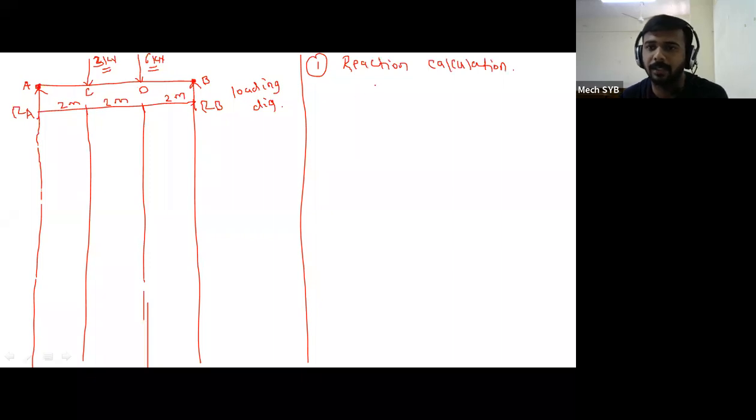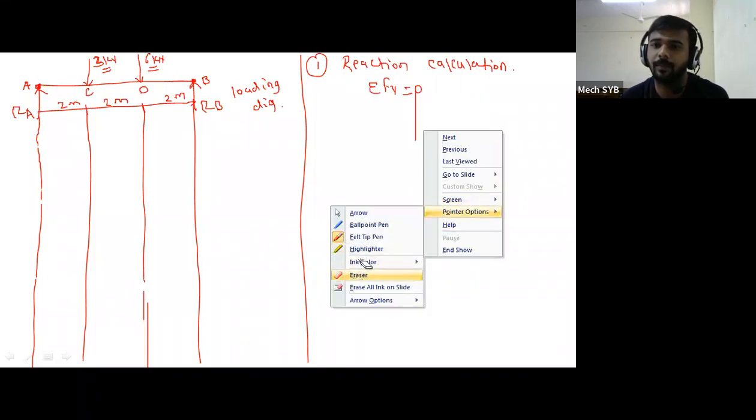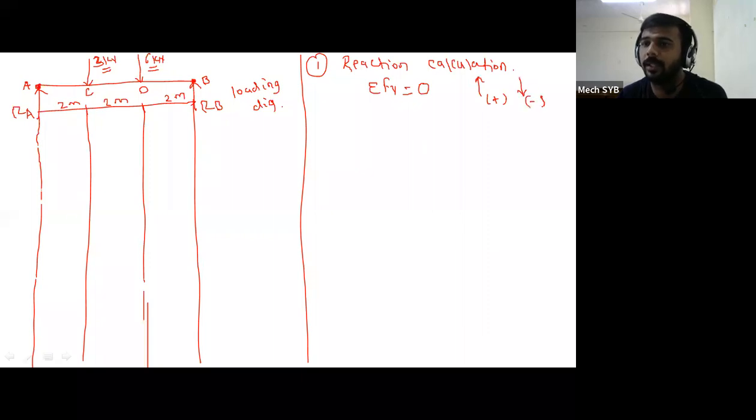Therefore, I will take summation of all vertical forces is equal to 0. We are not considering any horizontal forces. Summation of all vertical forces is equal to 0. In that, the forces which are moving upward take positive, forces which are moving downward take negative. Now please tell me, start from the left side.